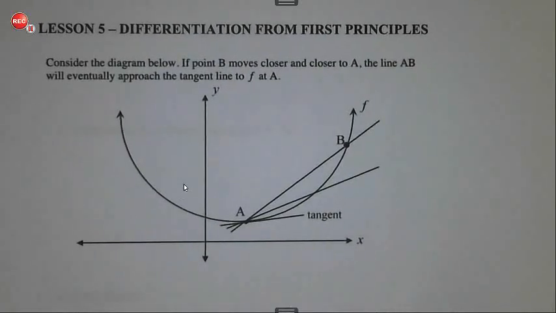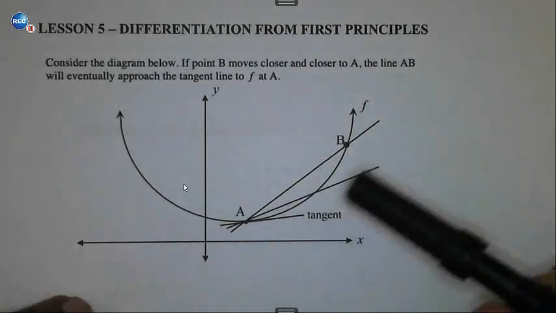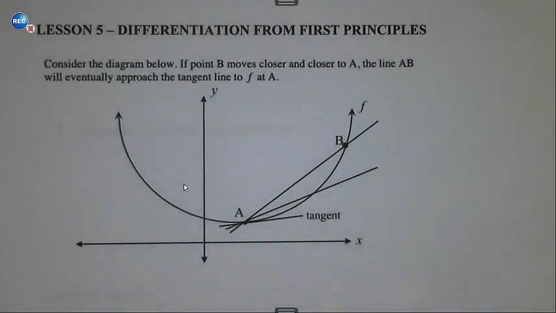Okay, let's get started on differentiation from first principles. Last time we learned about the average gradient, isn't it? We said the average gradient was the gradient between the point A and B. That's what we said last time.